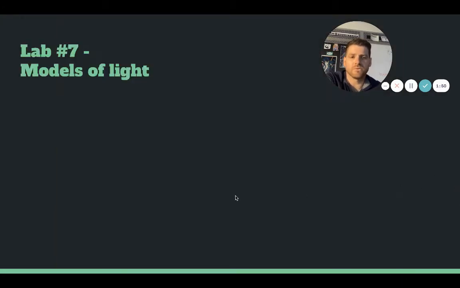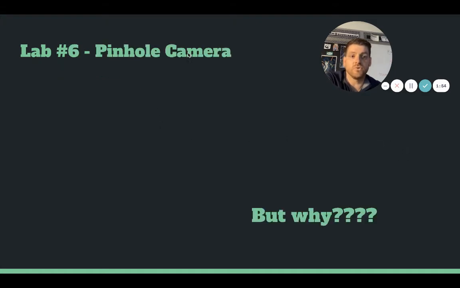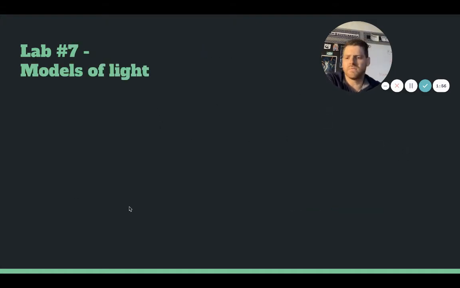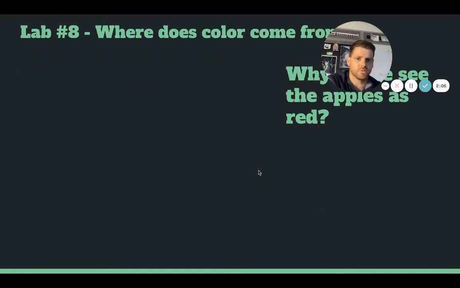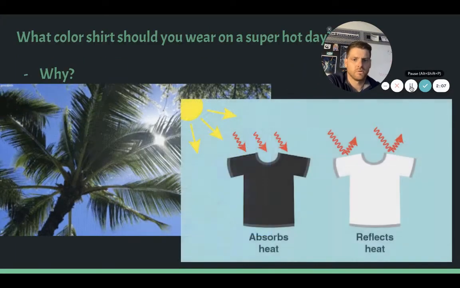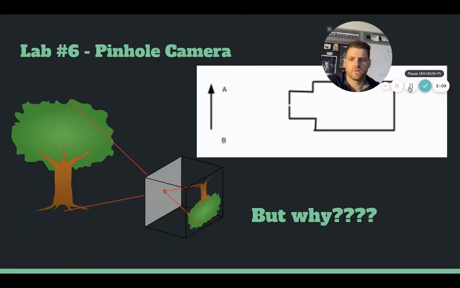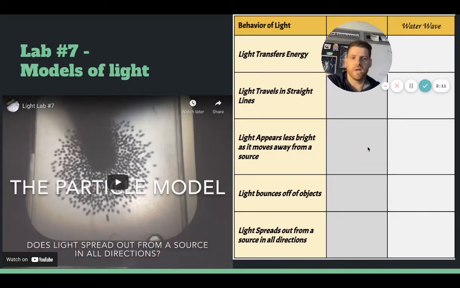Okay, models of light. This was all about the two various models of light, and my presentation doesn't seem to want to be loading right now. Let's see if we can get that to load for me. Nope, none of my images want to load. Interesting. There we go. Okay, sorry about that.